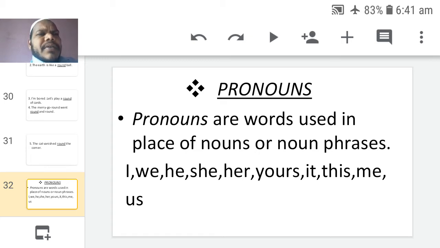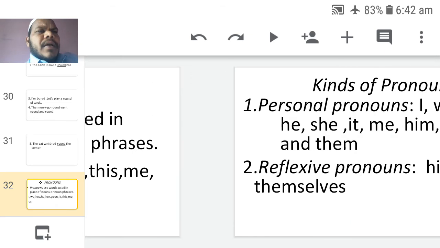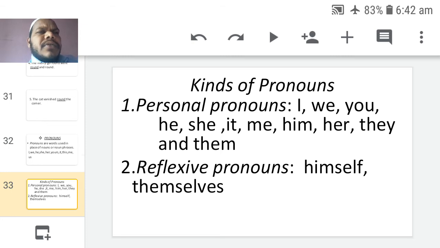Let us see pronouns today. What are pronouns? Pronouns are words used in place of nouns or noun phrases. Means the word which is used instead of a noun is called a pronoun. Examples: I, we, he, she, her, yours, it, this, me, us. Let us see different kinds of pronouns.